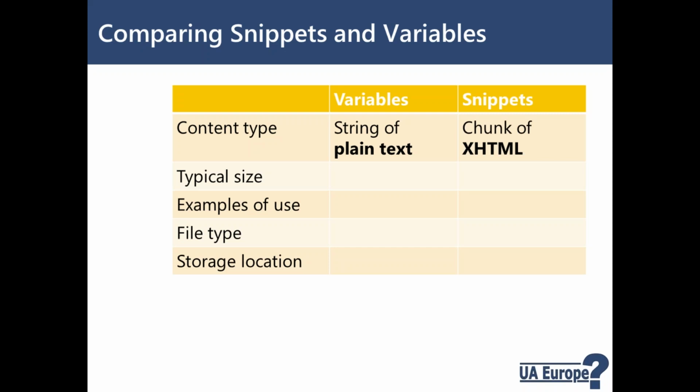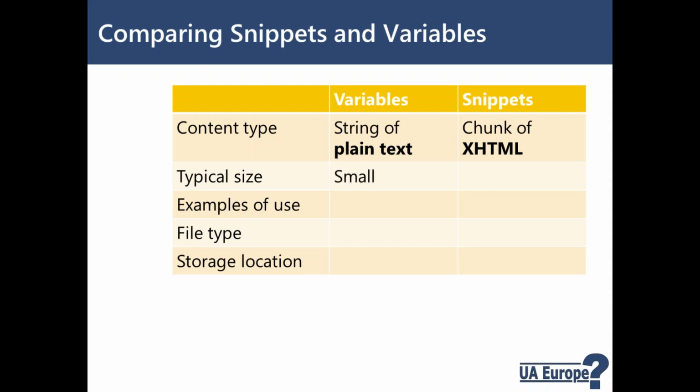Whereas snippets are a bit different. This is a chunk of XHTML, including markup. When you create a snippet, what we're talking about is a section of a topic. Topics are written in XHTML format. A snippet is just a part of a topic. It could be a couple of paragraphs. It could be a paragraph and a table. It could be a table and 3 images. It could be a part of a paragraph. And we'll come on to that in a moment.